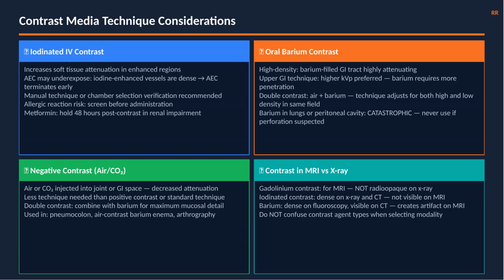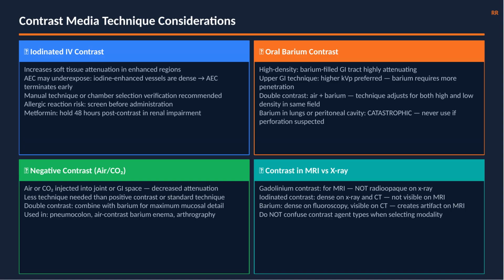Oral barium contrast. Very high density in the GI tract. Upper GI technique requires higher KVP for adequate penetration through barium. Double contrast studies combine barium, coating the mucosa, with air, distending the lumen. Technique must account for both extremes of density within the same field.